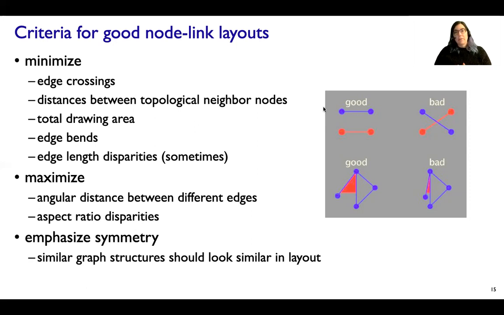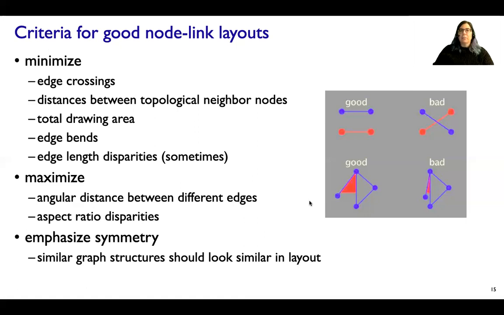We might want to minimize other things like edge bends. It's complex. Sometimes we want to minimize the disparities in the edge lengths, but sometimes those are actually actively useful to emphasize cluster structure. Now, it's not just about minimizing. Some things we're trying to maximize, right? Like the angular distance between edges. Here's an example where you can see that if that angular distance is too small, it actually gets sort of cluttered and hard to see things, and it's easier to understand the structure if that angle here is big. So that's an example of a property we're often trying to maximize.